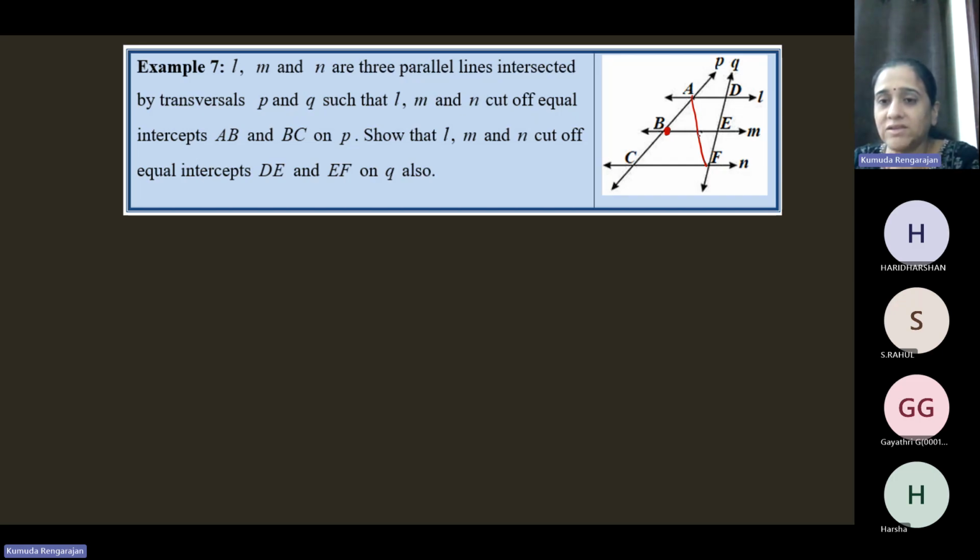And these three are parallel lines. So just mark this point G. And BG is parallel to CF because all the three lines are parallel. So by the converse of the midpoint theorem, G is the midpoint of AF.